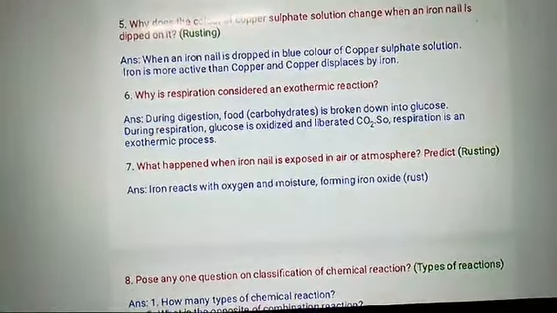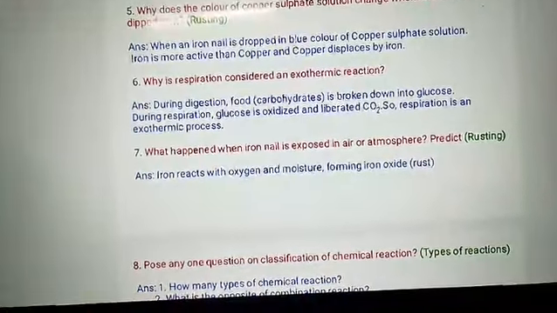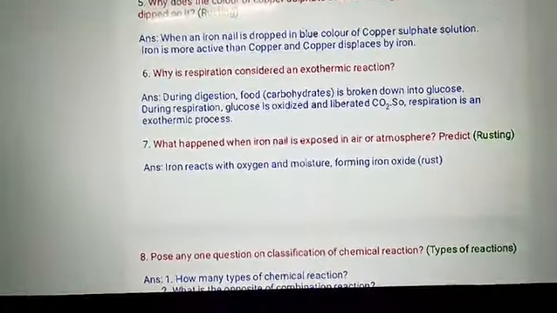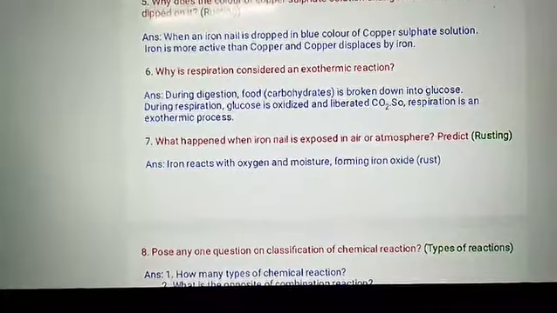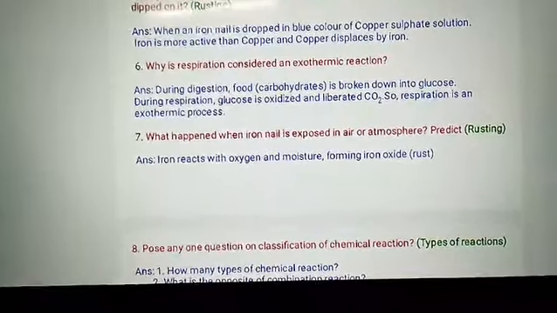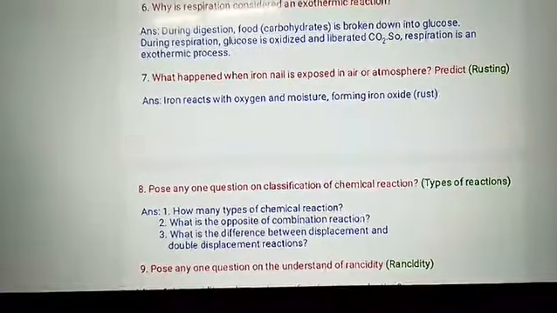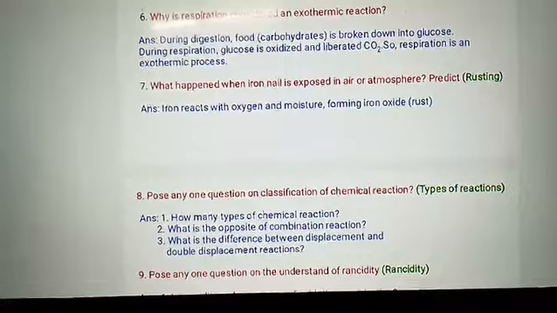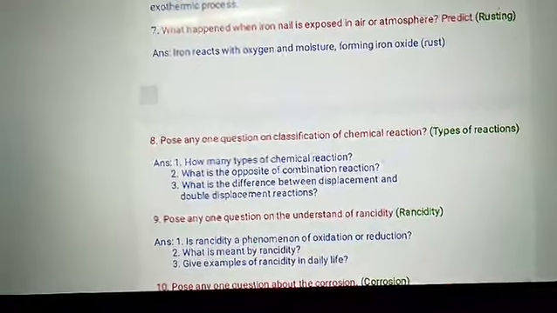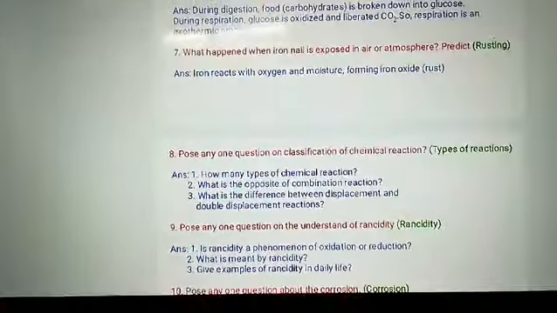Next, why is respiration considered an exothermic reaction? We know exothermic and endothermic: in exothermic reactions heat is released and in endothermic reactions heat is absorbed. During digestion, the carbohydrates in the food we have taken are broken down into glucose. During respiration, glucose is oxidized and liberates carbon dioxide gas. So respiration is an exothermic process.